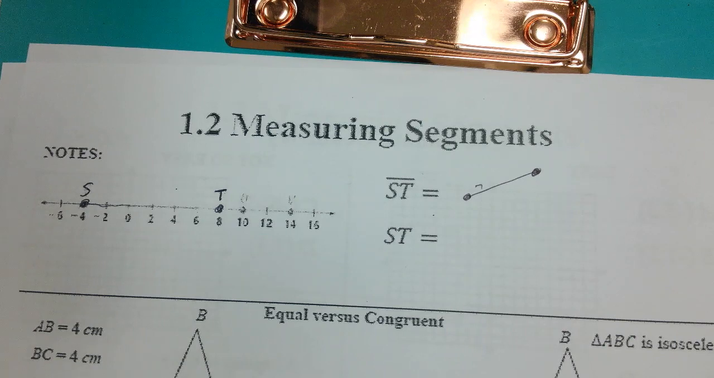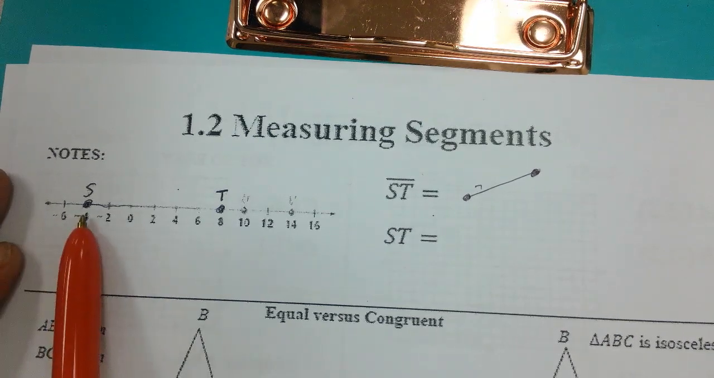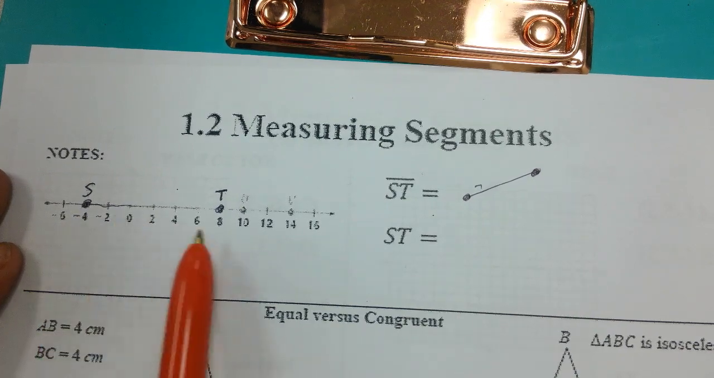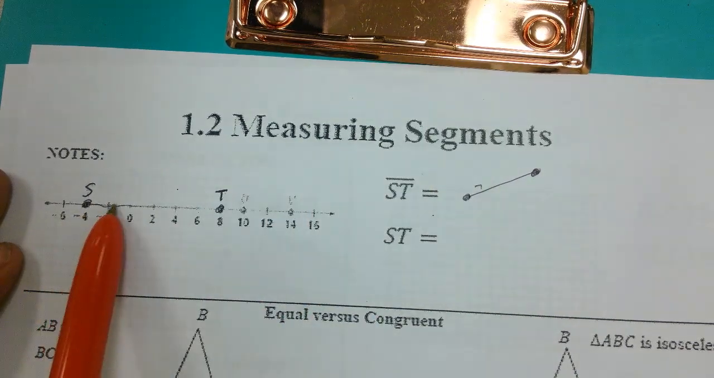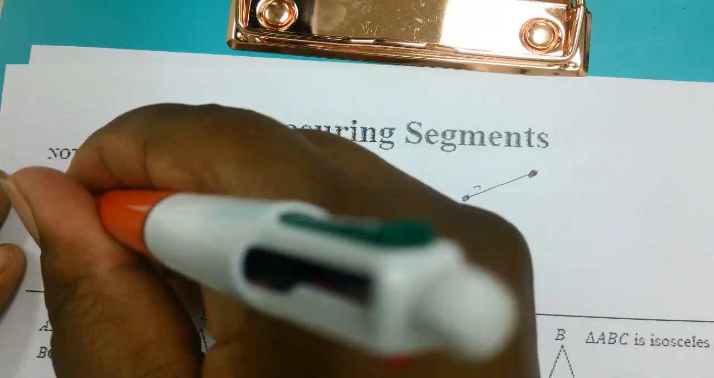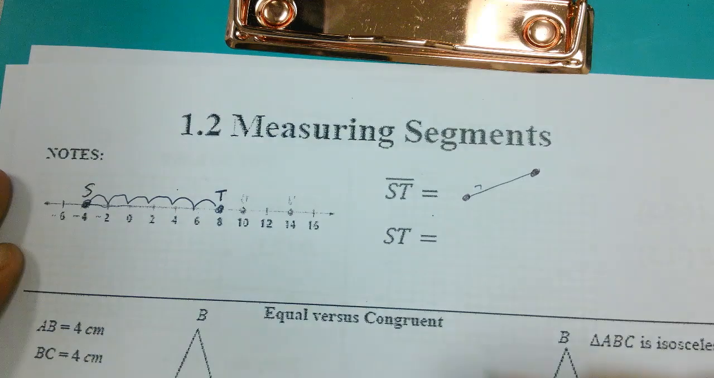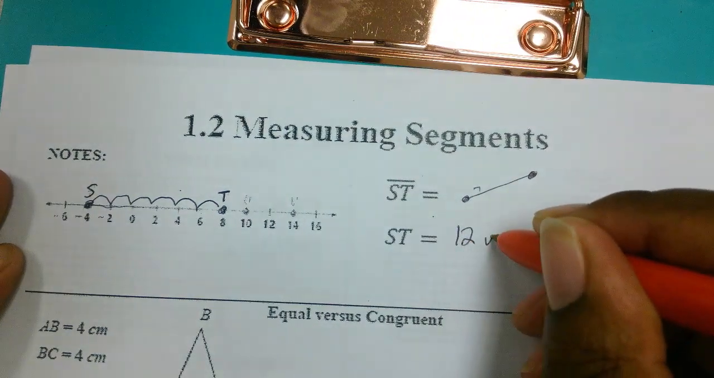ST, they're asking, well, what is the distance of ST? How much space is in between them? Well, one way, the easy way, is just count it. So I'm here at -4 and I'm going to 8. If I can see, each of these are going by 2's, so that's 2, 4, 6, 8, 10, 12. So that's 12 units.